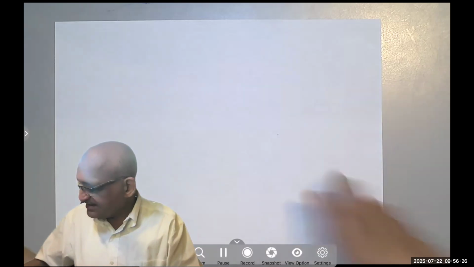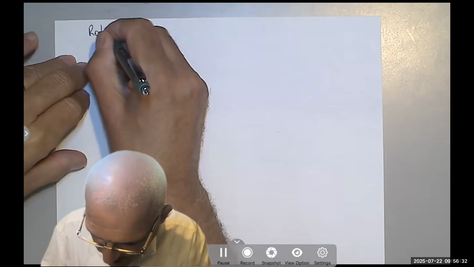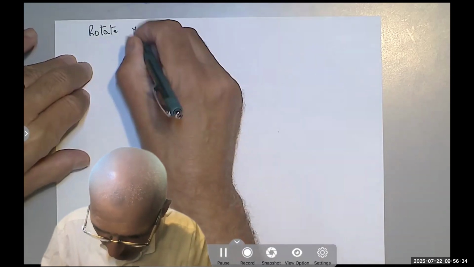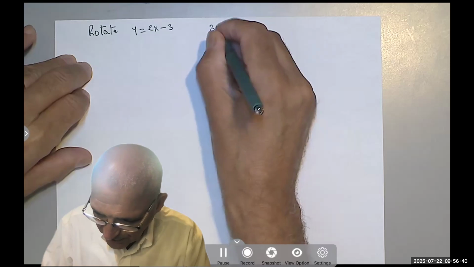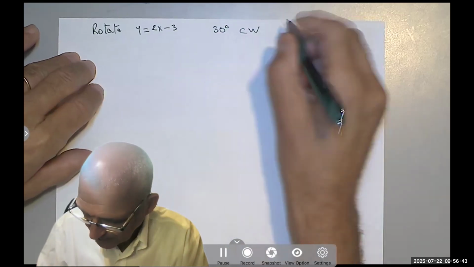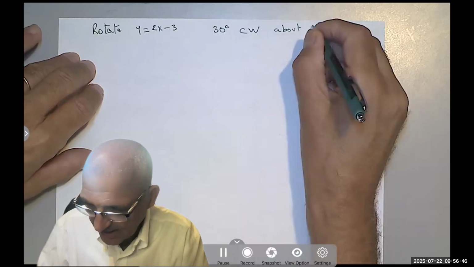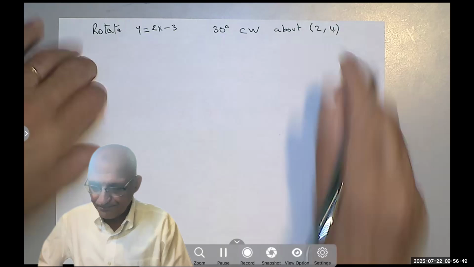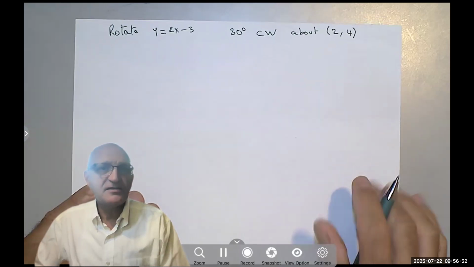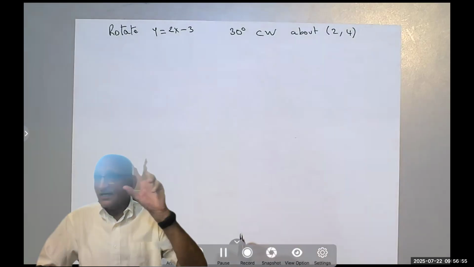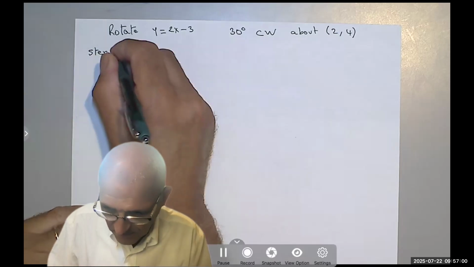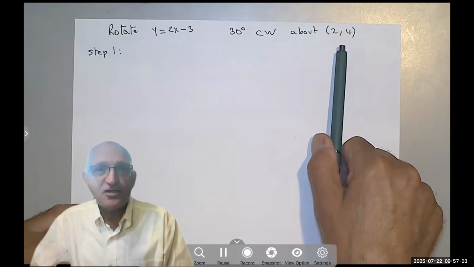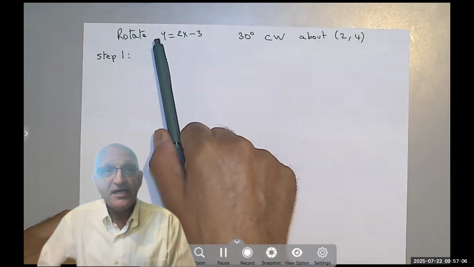Okay, let's take an example and see if it makes sense. Let's make a line y equals 2x minus 3, and I want to rotate it 30 degrees clockwise about a point, not about the origin again, about a point, let's say 2 and 4. How would I do that? Notice, there are always 3 steps. Step number 1, I'm going to add, instead of subtracting these to the x and the y, remember?